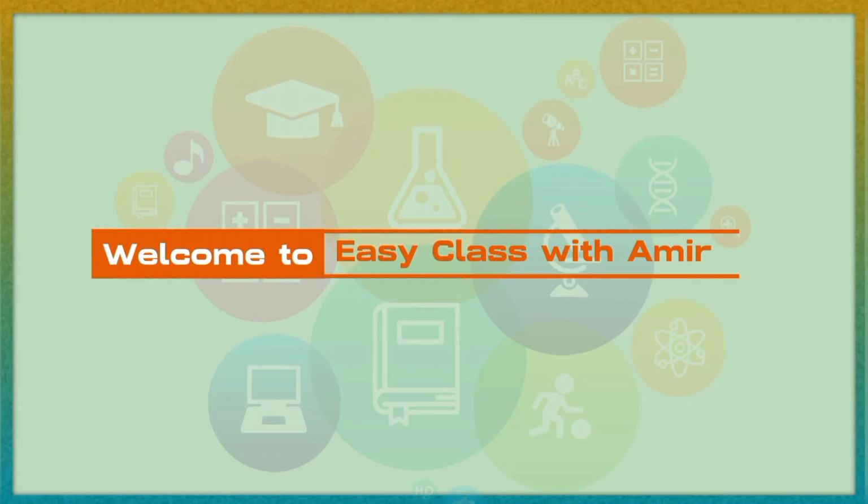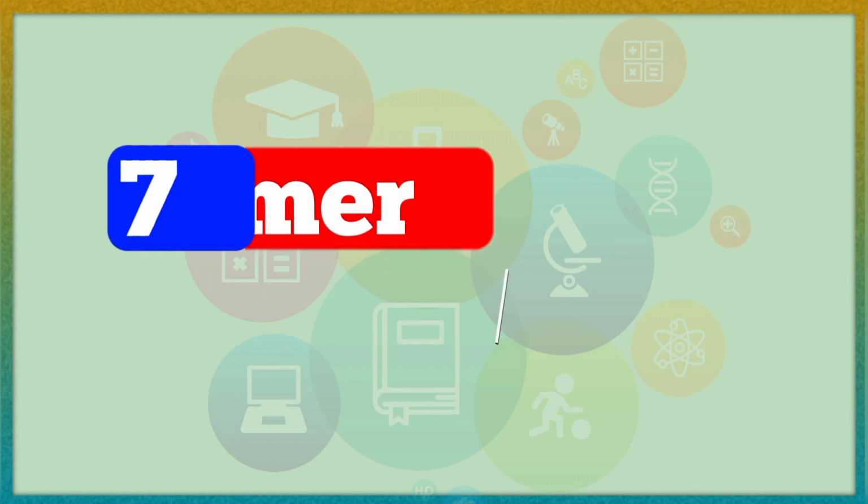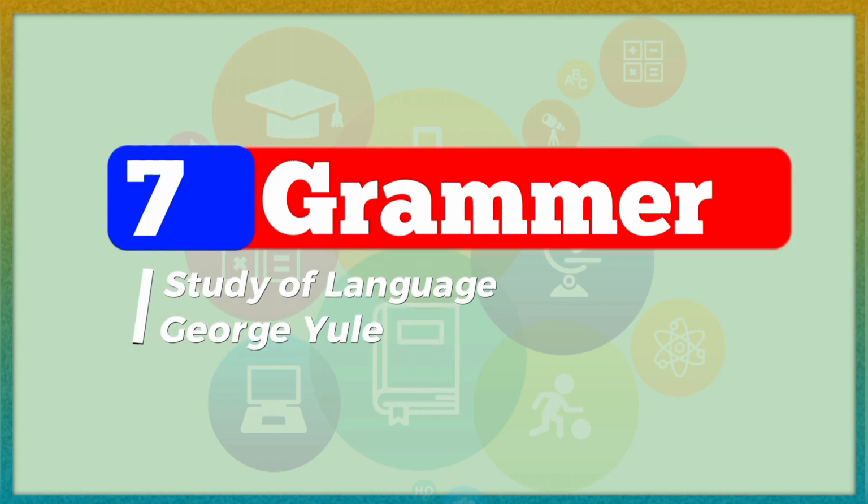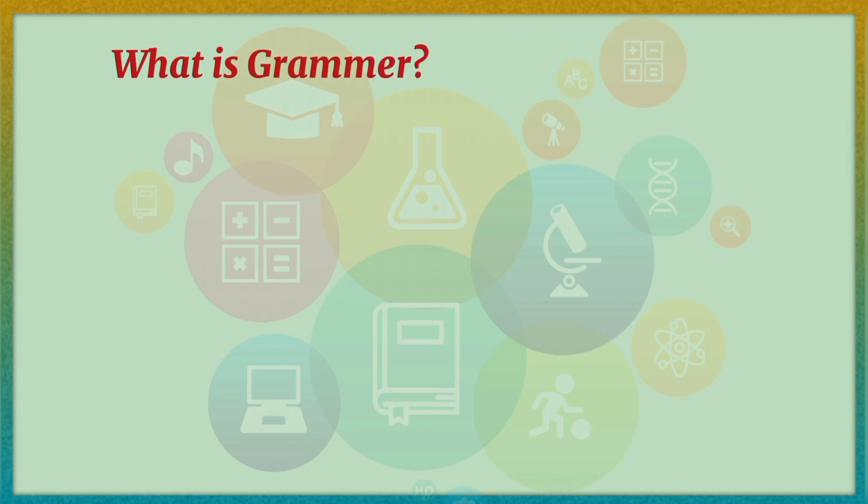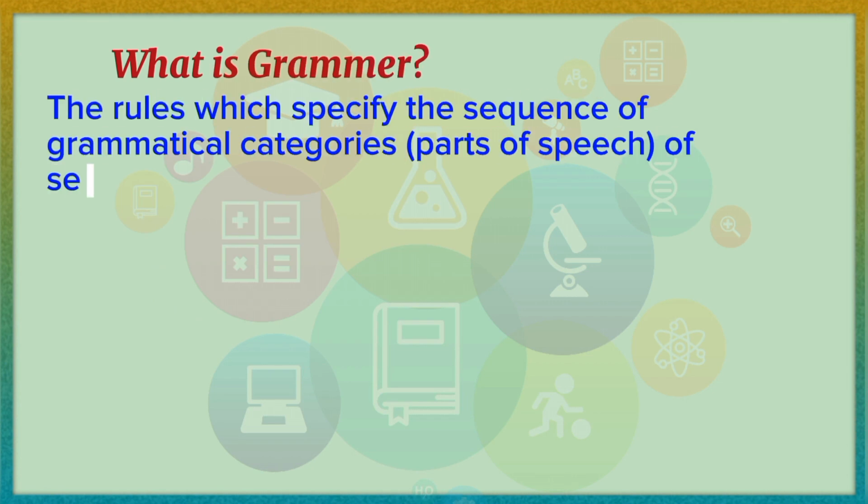In this video we shall study Chapter 7 of Study of Language, Grammar. So, what is grammar? Grammar can be defined as the rules which specify the sequence of parts of speech to construct the structure of phrases and sentences in a language.